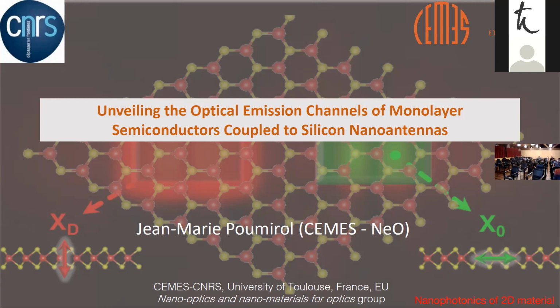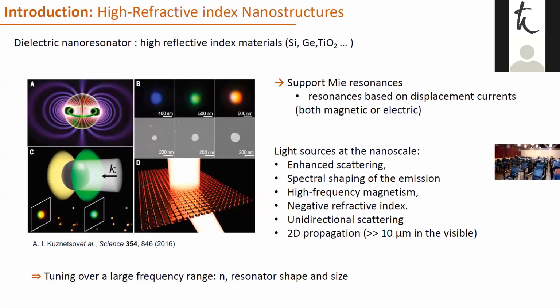So this work concerns the coupling between nano antennas that carry Mie resonances with TMD monolayers. To give you a brief introduction on the high refractive index nanostructure, this is made of a dielectric nanoresonator with high refractive index. In our case, it will be silicon, and they're able to support Mie resonances.